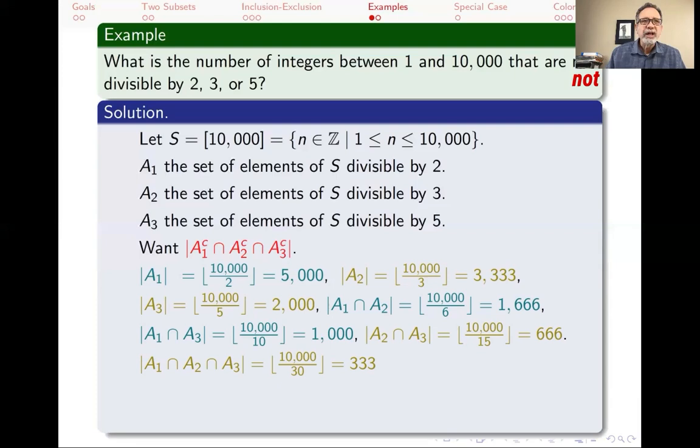By the way, if these numbers were not relatively prime, you wouldn't just multiply them. You would have to find their least common multiple.